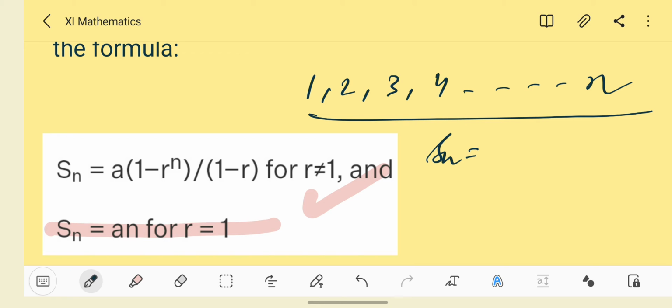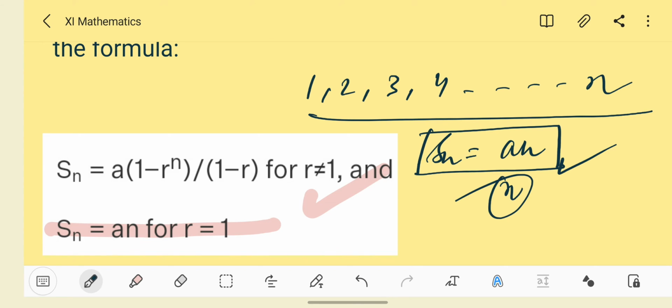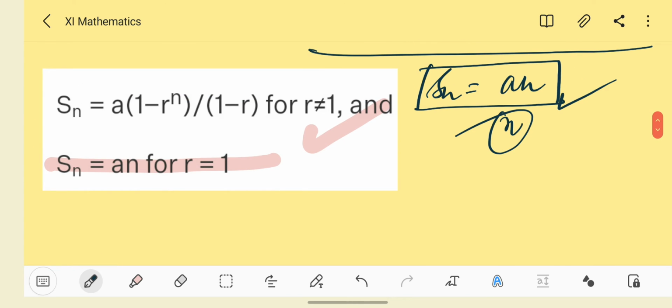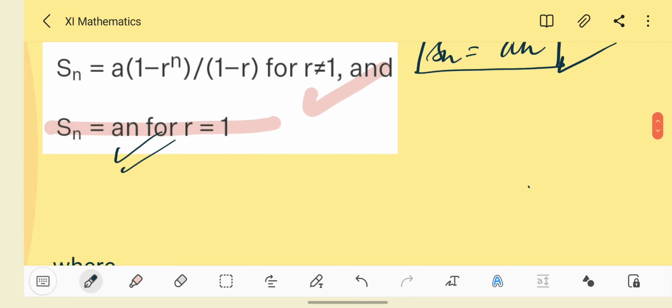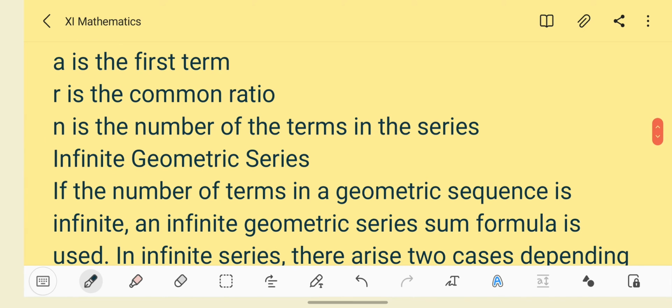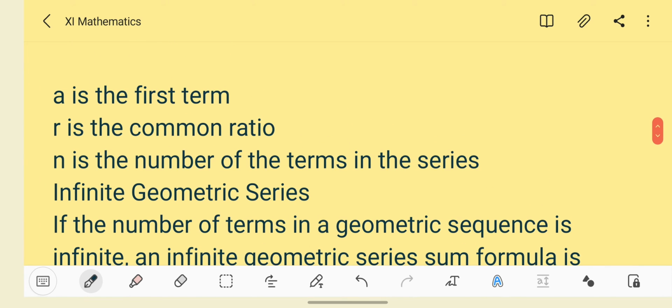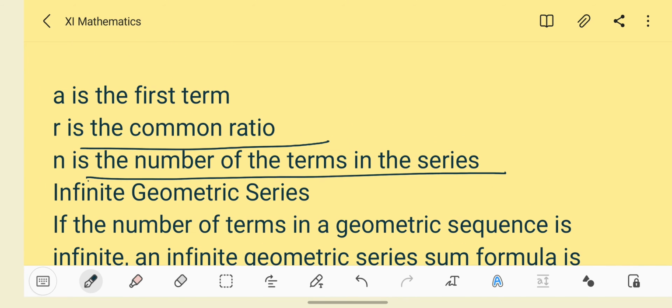For example, if we have a natural number sequence till the nth term, the sum of this will be an, where a is 1, so it is only n. Now if you apply the formula here, you will get the value as an for r equals 1. So here r is the common ratio and n is the number of terms in that series.